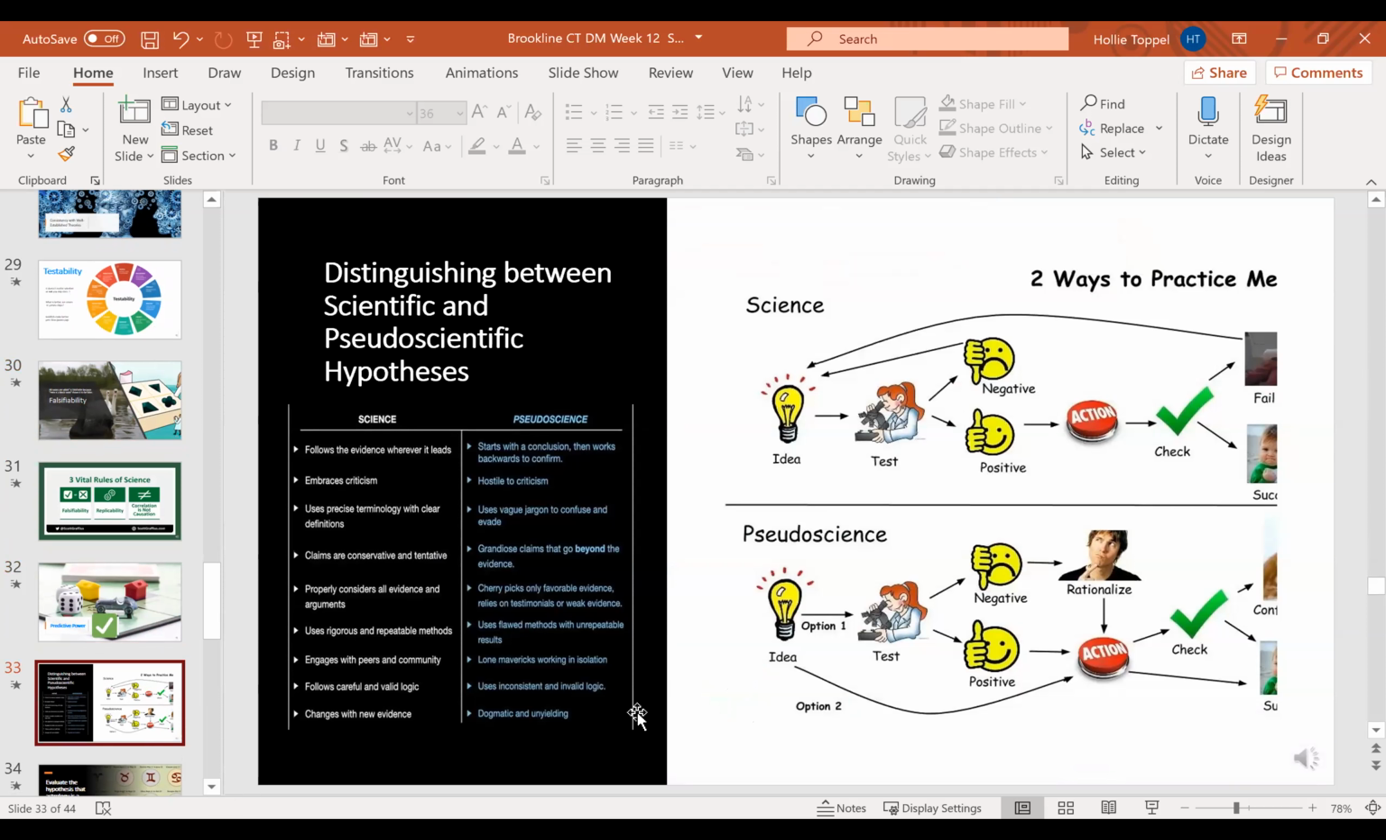Distinguishing between scientific and pseudoscientific hypotheses. Is the idea good? We can test it. There's a positive and a negative. There's action. There's checks. We can check it to see whether it works or not. And pseudoscience is taking the idea and you have another opinion and you're going right to action. You're rationalizing the action. So if you have a test and it comes out negative, you're rationalizing it and then it doesn't make sense.